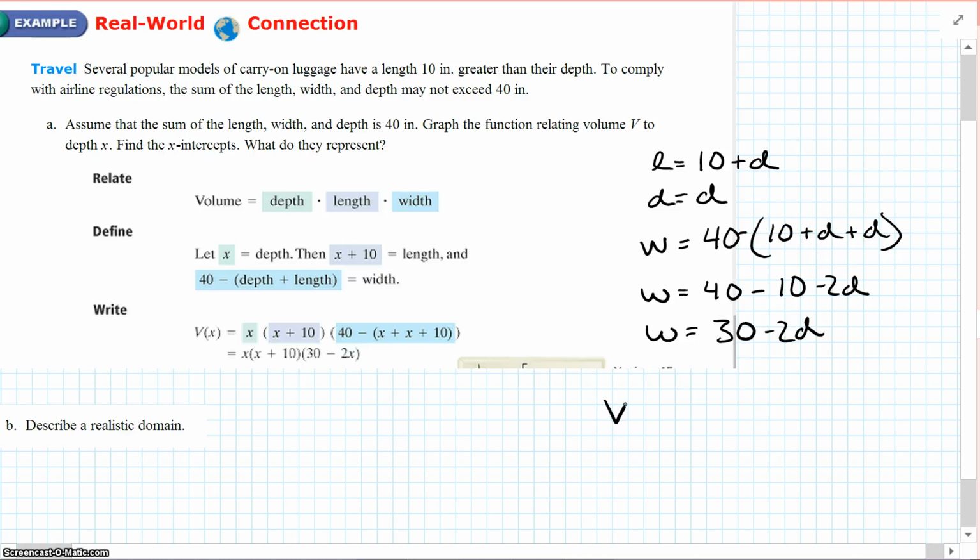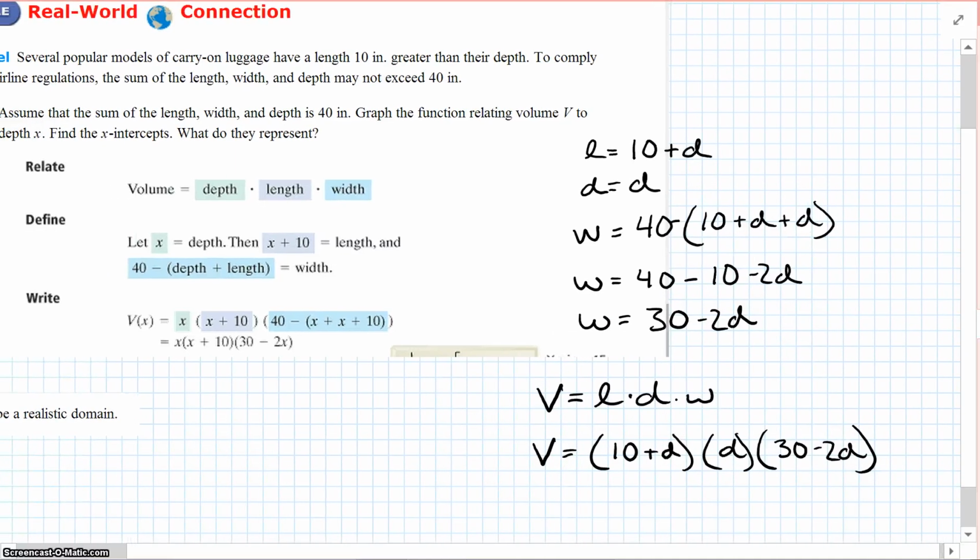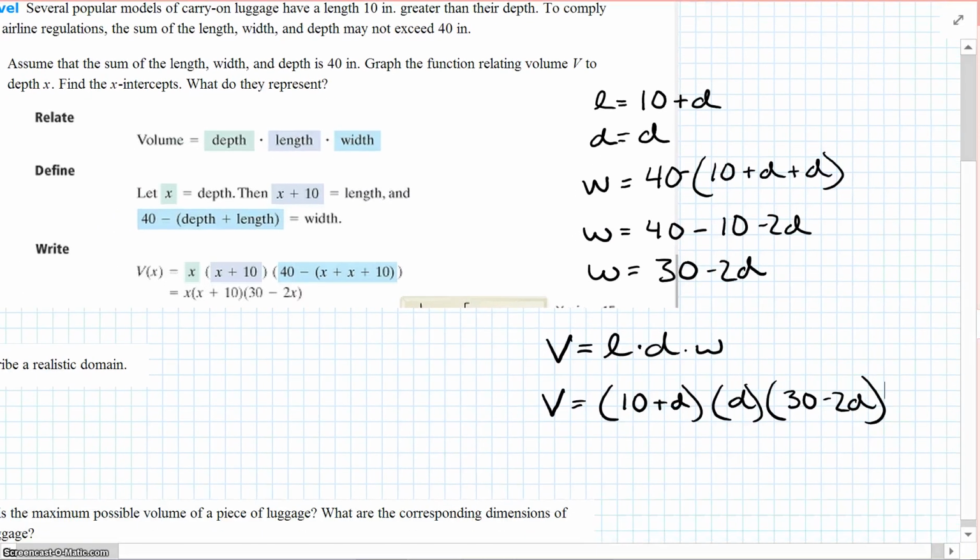So the volume would be the length times the depth times the width. So the volume would be 10 plus D, which is the length, the depth is just D, and the width is 30 minus 2D. Okay. So find the x-intercepts. Well, the x-intercepts are where the volume can equal 0. So it would equal 0 at negative 10, 0, and 15.